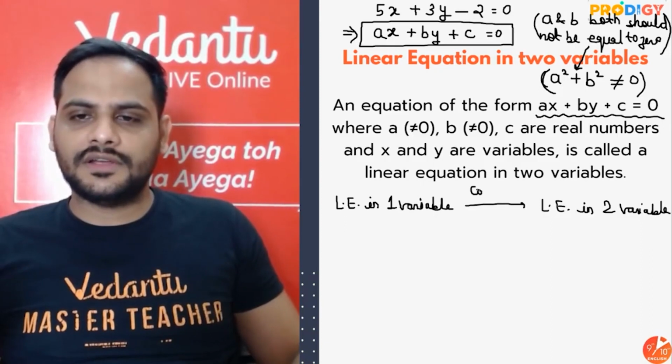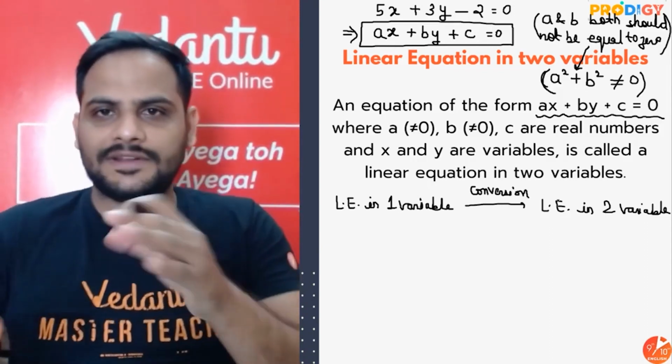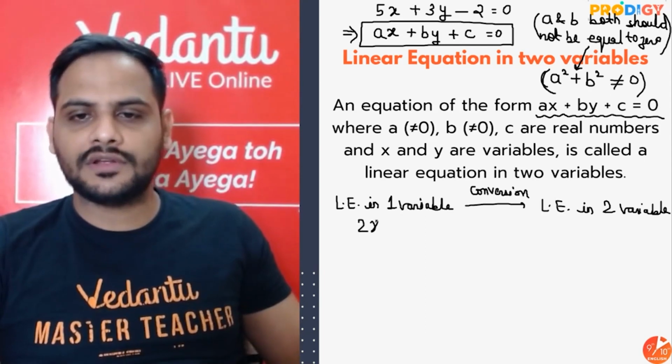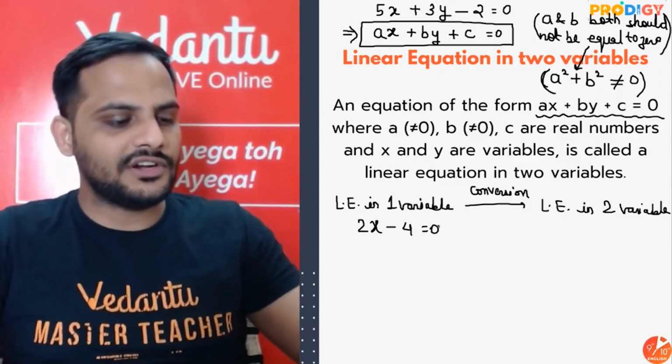The conversion is possible. You can convert them. Okay? And there are questions in your NCERT also on how to convert them. Let me show you. For example, guys, you have say 2x minus 4 equal to 0. This is a linear equation in one variable. Now you want to convert it into a linear equation in two variables.